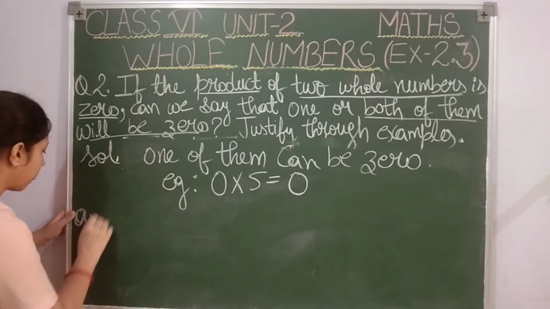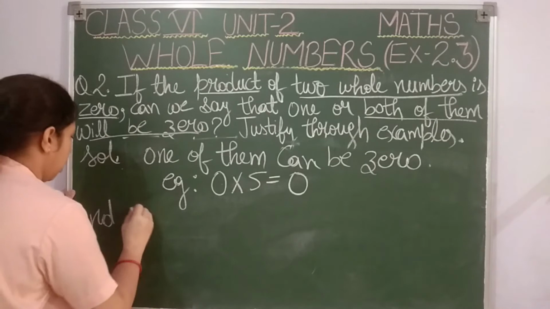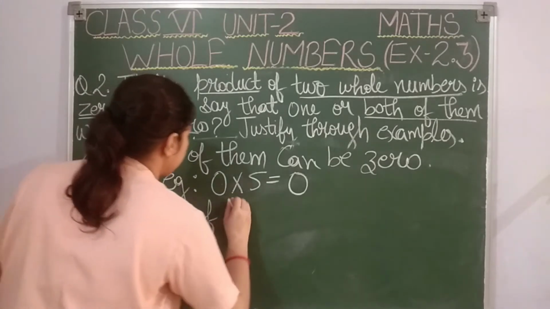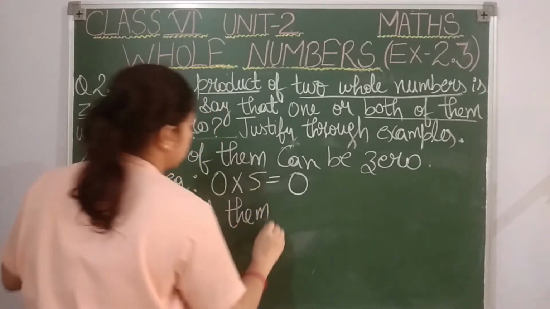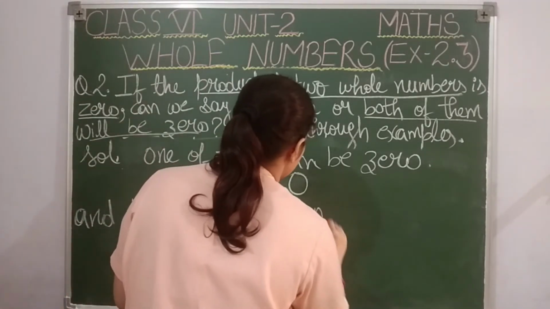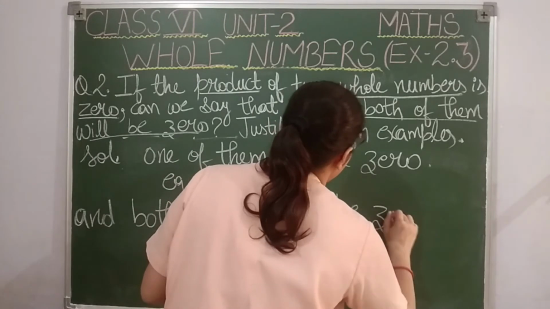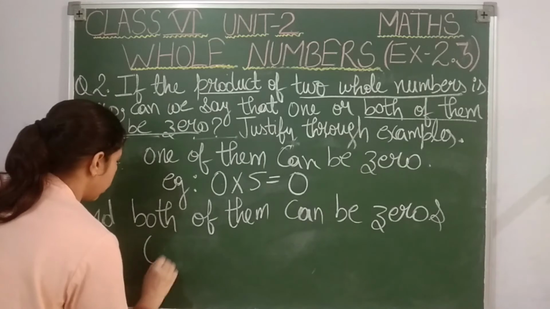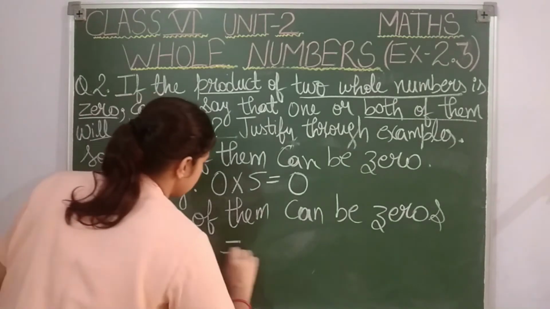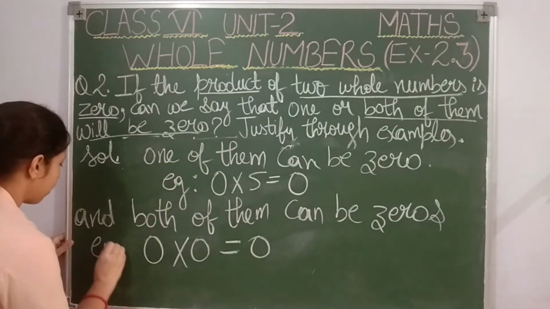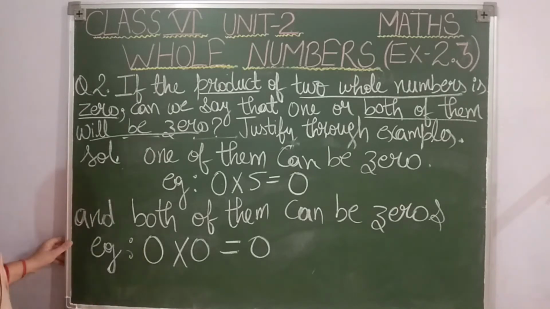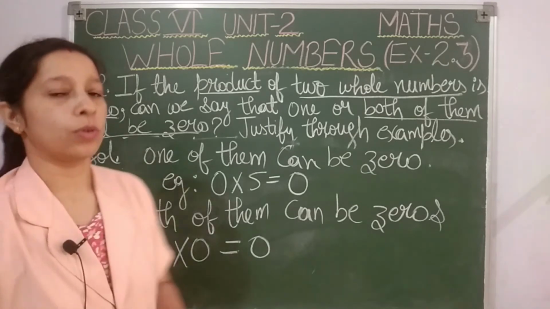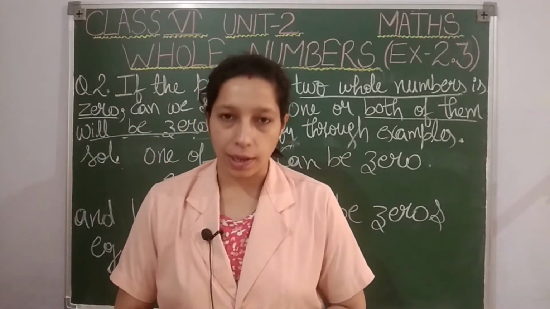And both of them can be zeros. This condition also we have seen, that if both the whole numbers which we are multiplying are zeros only, again the result will be zeros. Example, both of them can be zeros. Example, 0 into 0 is equal to 0. So I hope this question number 2 is very clear to you, students.